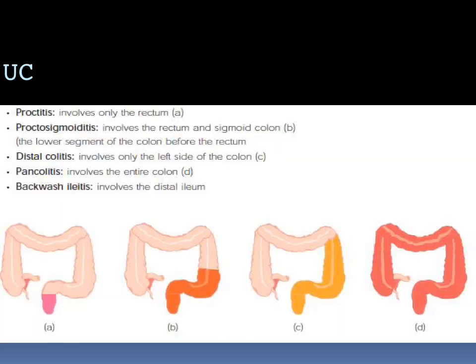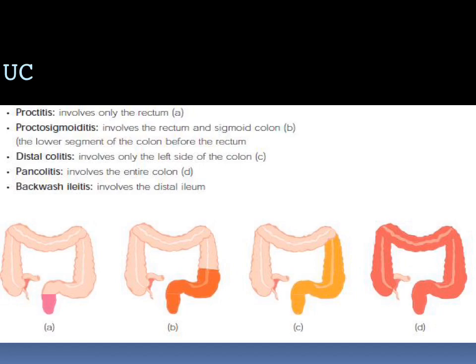The key differentiating factor is the pattern of the disease. In ulcerative colitis, the inflammation almost always involves the rectum. And if it's limited only to the rectum, we call it proctitis. But if it extends beyond the rectum to involve the sigmoid, we call it proctosigmoiditis. Sometimes the inflammation in the colon affects only the left colon, and we call it distal colitis. But if it extends beyond the splenic flexure, it's called pancolitis.